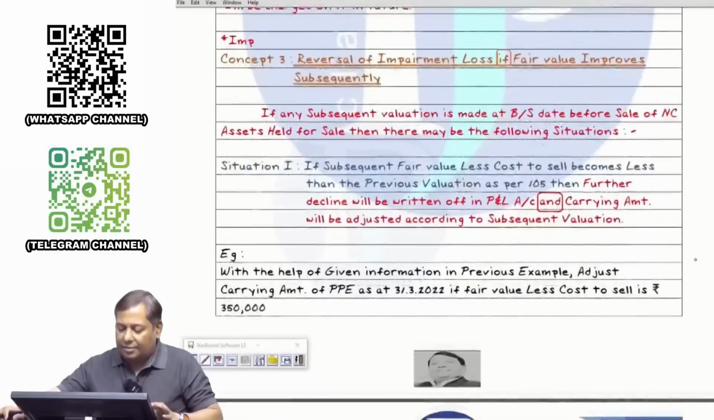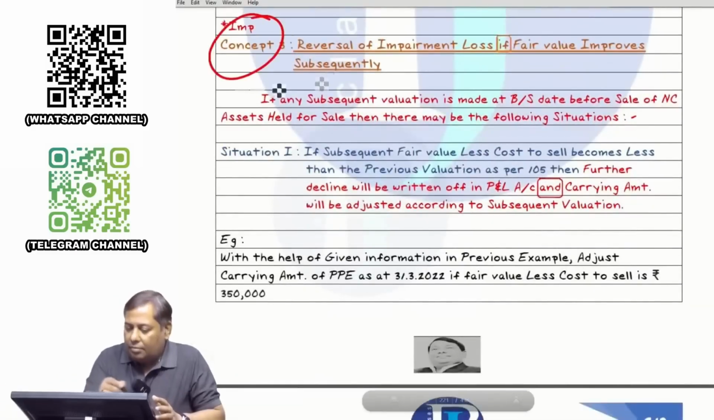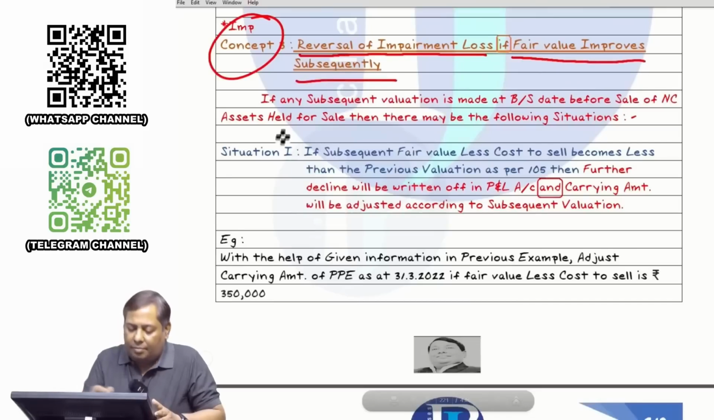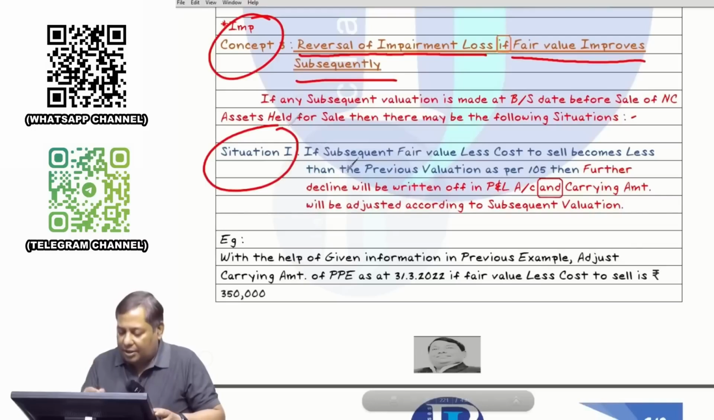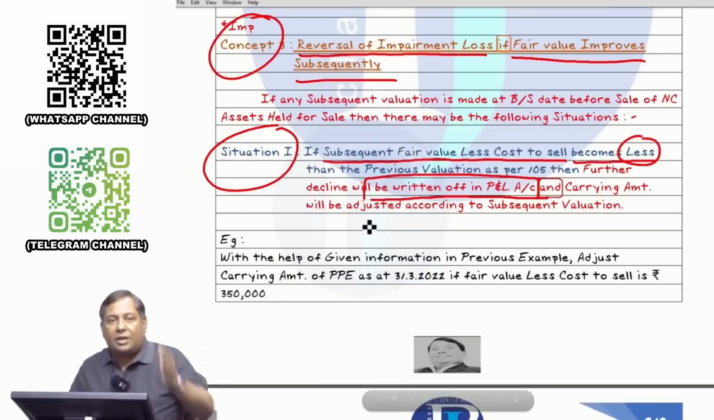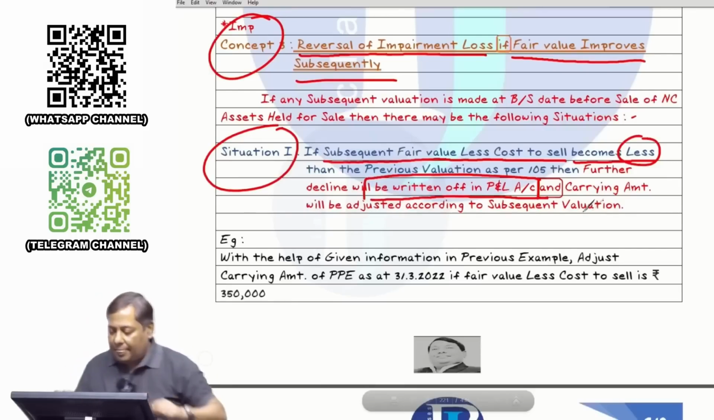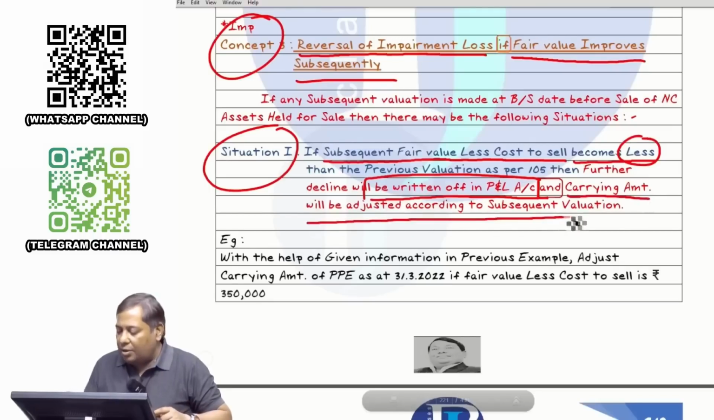Then concept number 3 came. The story of impairment loss reversal began. If fair value improves, I filed the first case in this regard. Situation 1. See, what was it? If the subsequent fair value less cost to sell, this is called NSP, decreases, if it becomes less, then we will write it off in the profit and loss account. If 680 becomes 670, write off 10,000, your new carrying amount will be 670. The carrying amount will be adjusted according to the subsequent valuation. This was the first case.